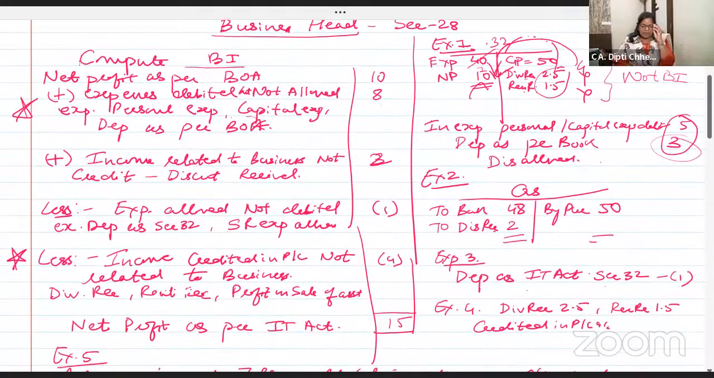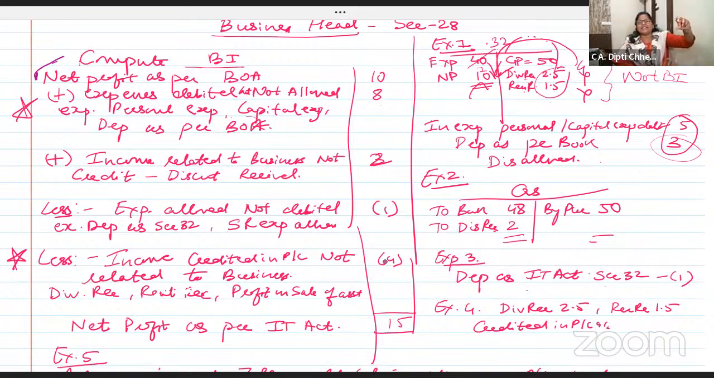Yeah, all the concepts is over, and now what we are doing is we are solving the problems for business head. For that, go to your basics. What you have done with me in day one, I'm sharing my notebook, and you all also have it, right? Yes. So if they say compute business income, start with net profit as per the books of accounts. Add all the expenses which are debited, but they are not allowed, or they are allowed in some other head.